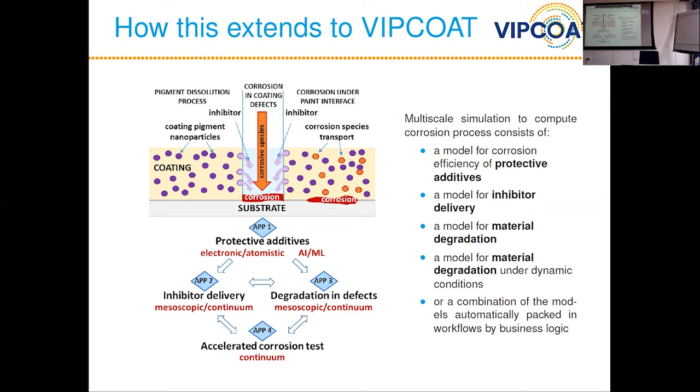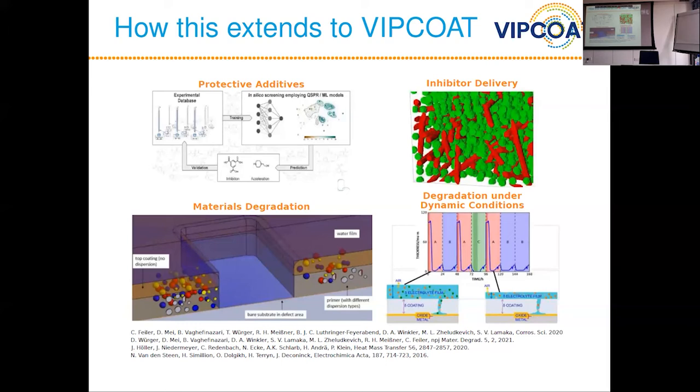This is pretty much showing what I talked about before. The machine learning model computes the inhibition efficiency. Then you have a quite complex simulation of how the inhibitors diffuse into the painting, because this information on how they diffuse is a significant ingredient in the final step, where we take a look at how the inhibitors are going to protect the defected part of the coating.